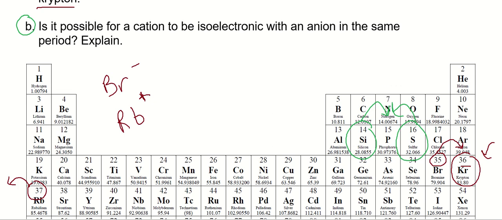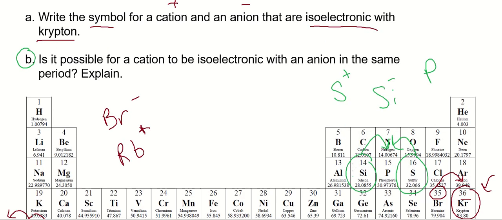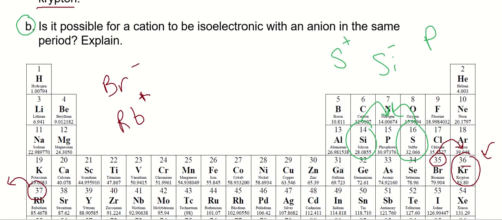All right, so yeah, if sulfur lost an electron, sulfur doesn't want to lose electrons, but we could rip it off there, and then it would be S plus, a cation. And then if silicon gained an electron, that would be Si negative, and they would both be isoelectronic to phosphorus. They would all have 15 electrons, so it is possible. Explain. We just did.